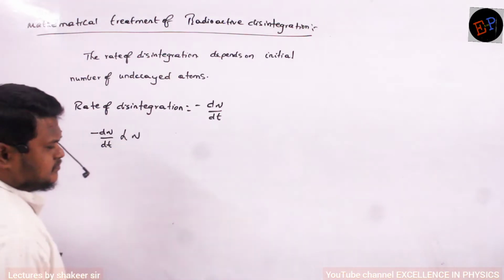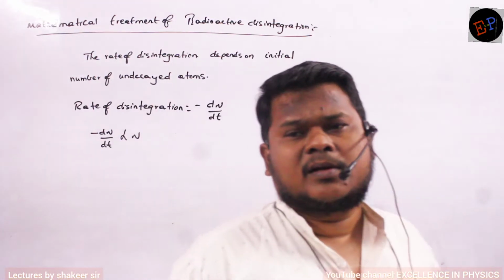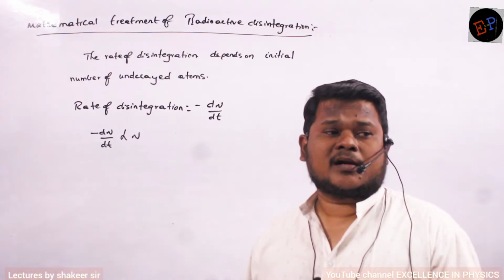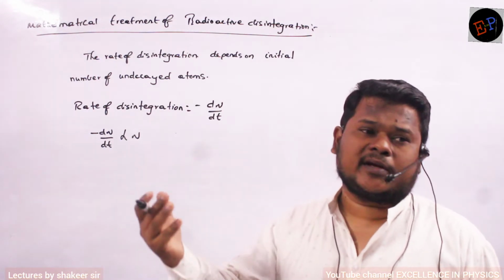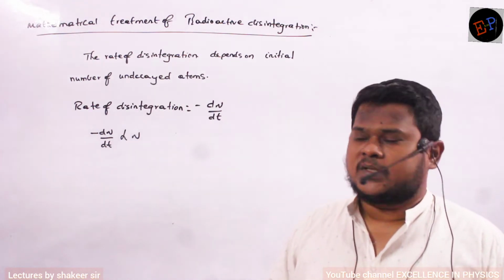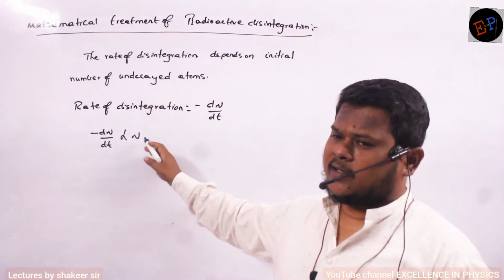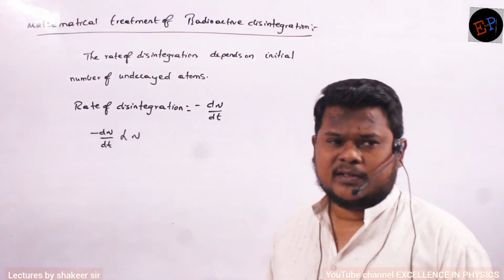It depends on n. That's all. It depends on the number of atoms which are undecayed. What is meant by n here? The number of atoms undecayed, which have not decayed still. So if there are more atoms not decayed, then the rate of disintegration also will be greater.